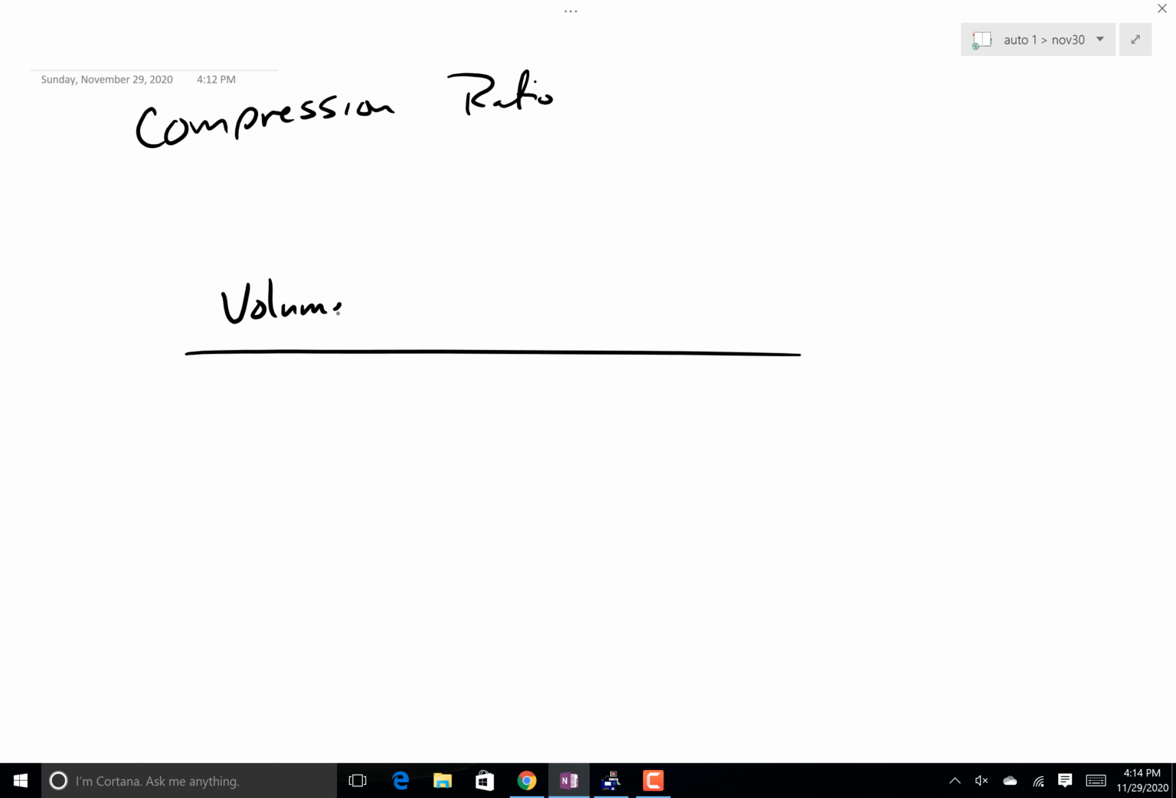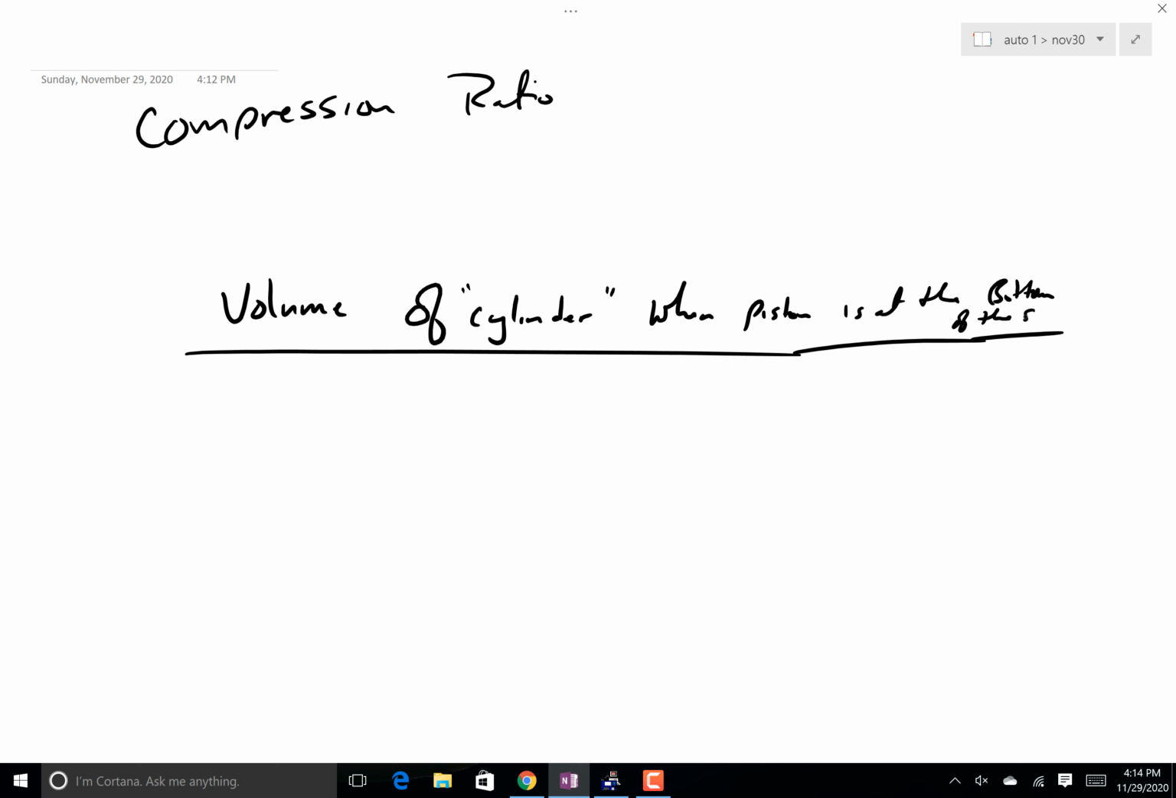What we're going to be talking about is what's called compression ratio. Okay. Suffice to say, it's this. This is the volume of the cylinder when the piston is at the bottom of the stroke, versus the volume of the cylinder when the piston is at the top of the stroke.